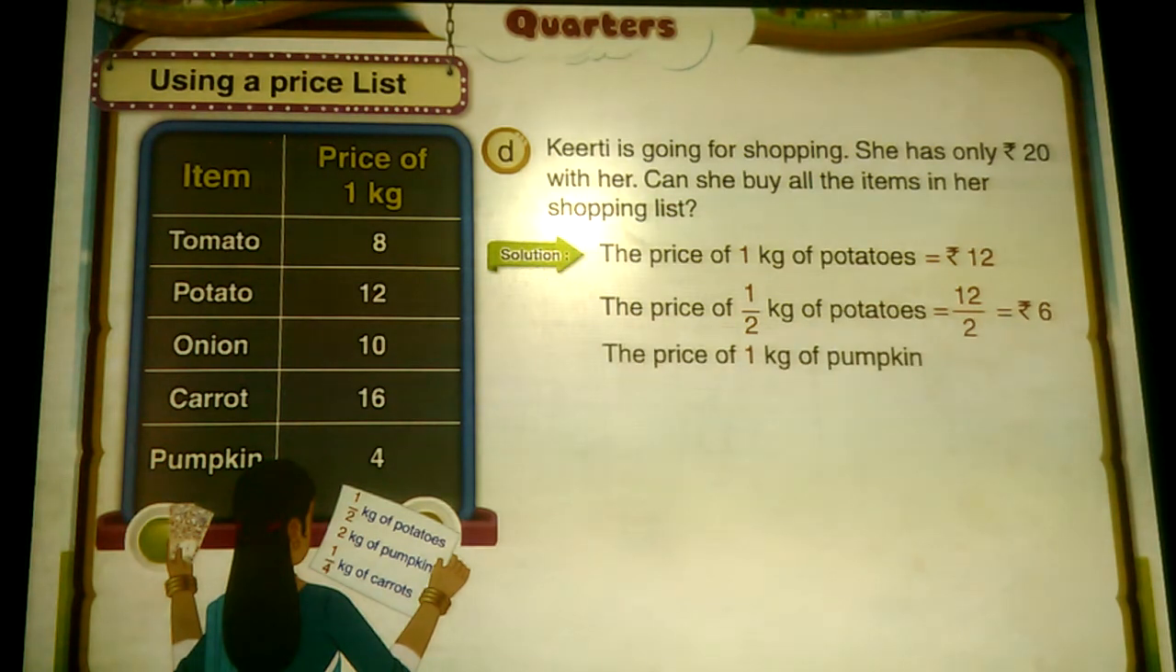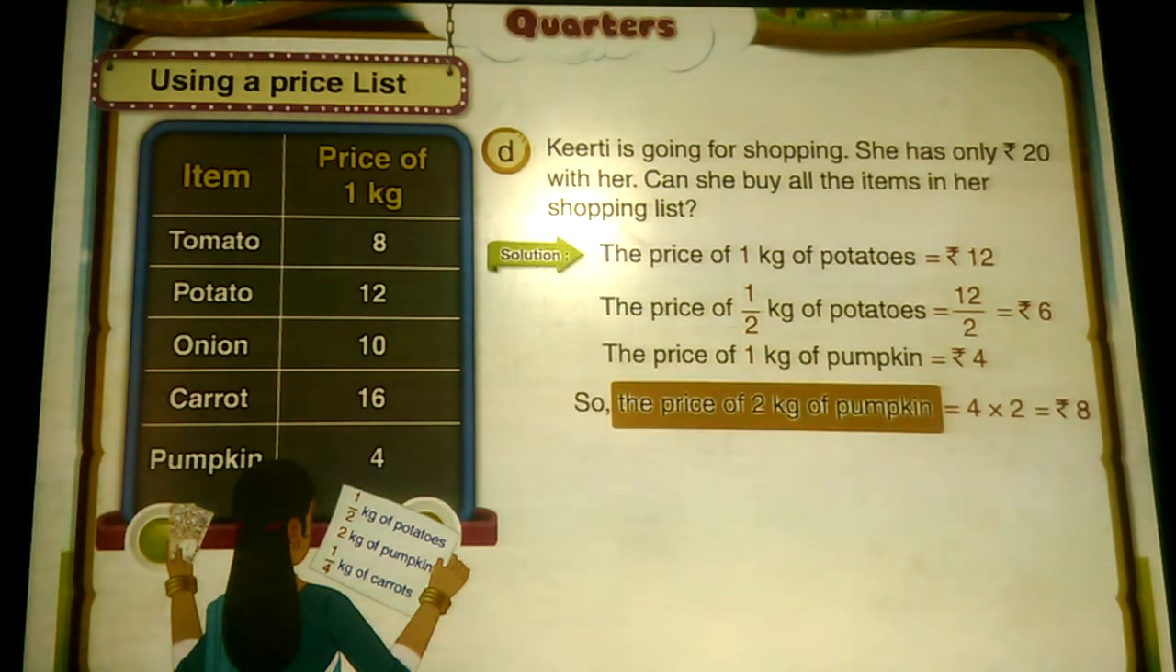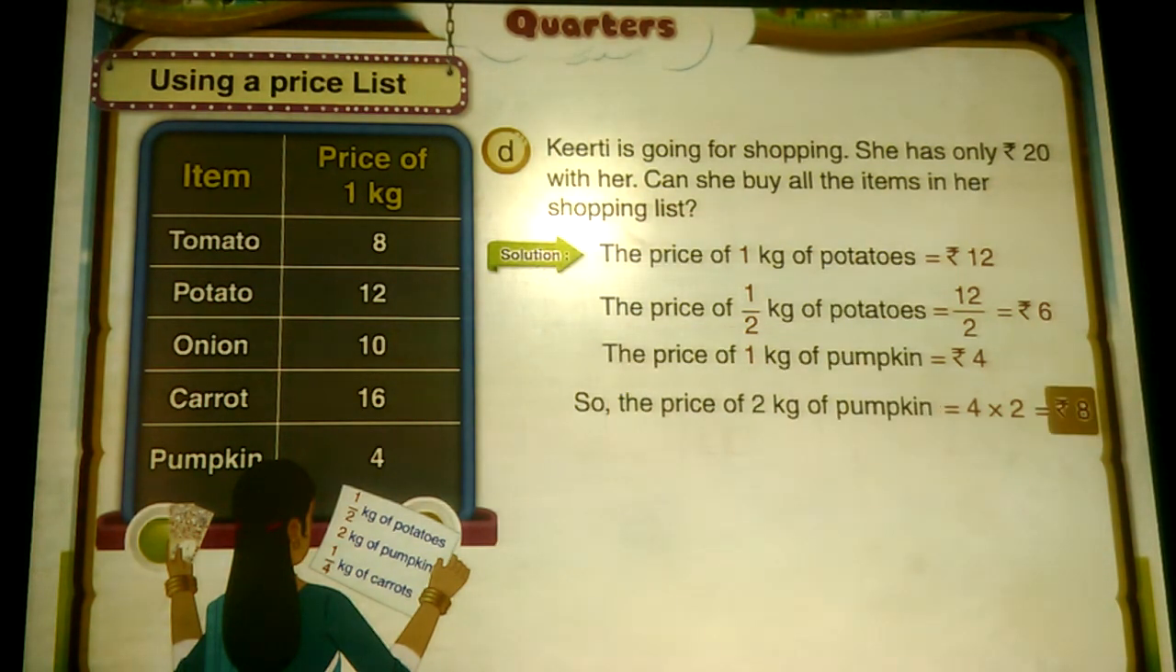The price of 1 kg of pumpkin is rupees 4. Kirti wants to buy 2 kg of pumpkin. So, the price of 2 kg of pumpkin is equal to 4 into 2, that is equal to 8. That is, the cost of 2 kg of pumpkin is rupees 8.